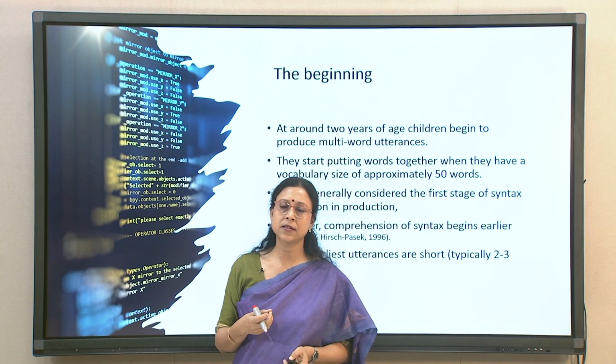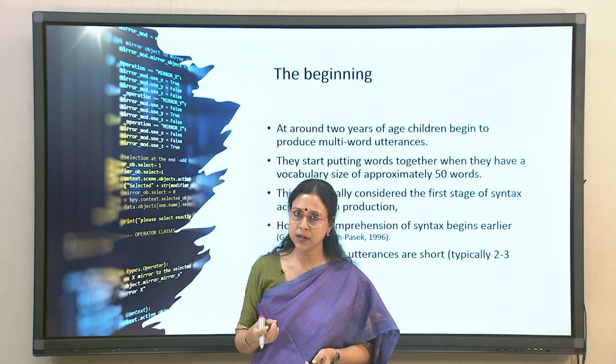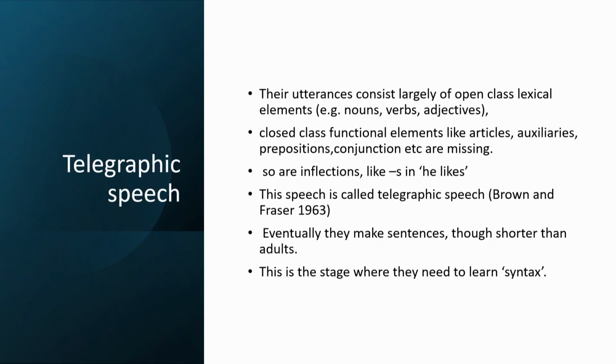The sentence structures are of course very short as opposed to adult speech. Typically 2 words, sometimes 3 words, will be the length of the sentences that we see. The utterances will consist largely of open class lexical elements. That is the characteristic feature. So, you will have nouns and verbs and adjectives, but what will be missing are the closed class elements like articles, auxiliaries, prepositions, conjunctions. All those things will generally not be there at this stage in the very beginning.